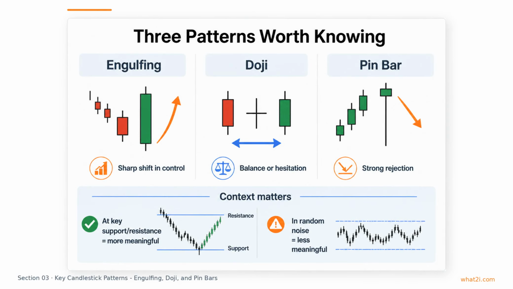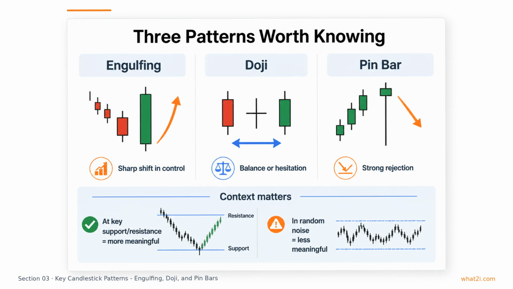Among all candlestick patterns, three are especially worth knowing early on: engulfing patterns, dojis, and pin bars. Engulfing patterns can signal a sharp shift in control from one side of the market to the other. Dojis often show hesitation, balance, or a pause after a strong move. Pin bars highlight rejection, where price was pushed hard in one direction and then snapped back before the close.